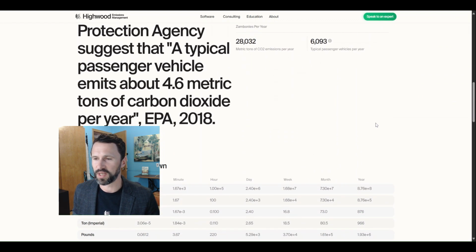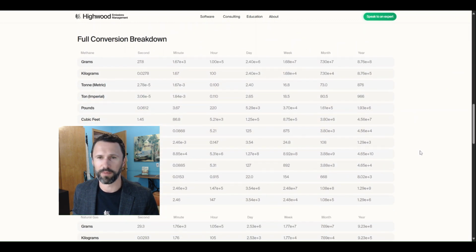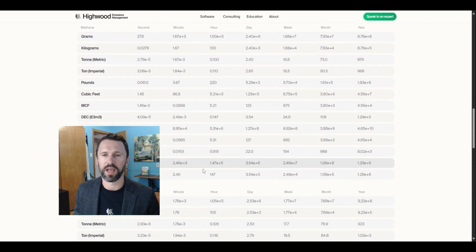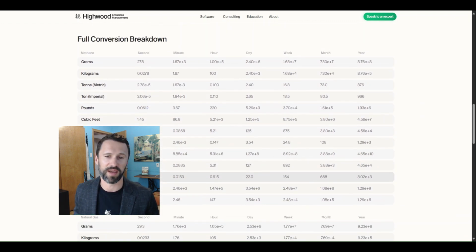The real meat and potatoes, the real value here is you can roll down and you can see a full conversion breakdown. We have two different tables here, one for methane, one for natural gas. And you can see here basically every single unit and time period, or when you combine those, emission rate. So if, for example, you wanted to know cubic feet per month, you can look that up very, very easily. It's right here. If you wanted to know liters of methane per minute, you can look that up as well. And so that's our How Much Gas Is That tool.